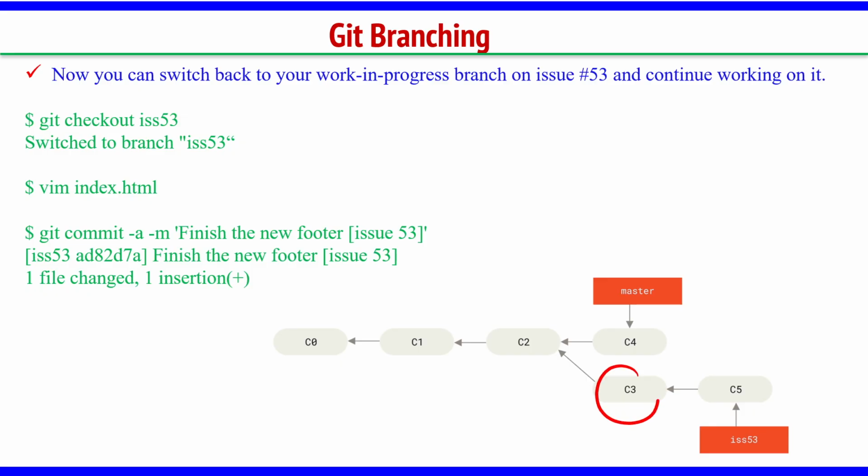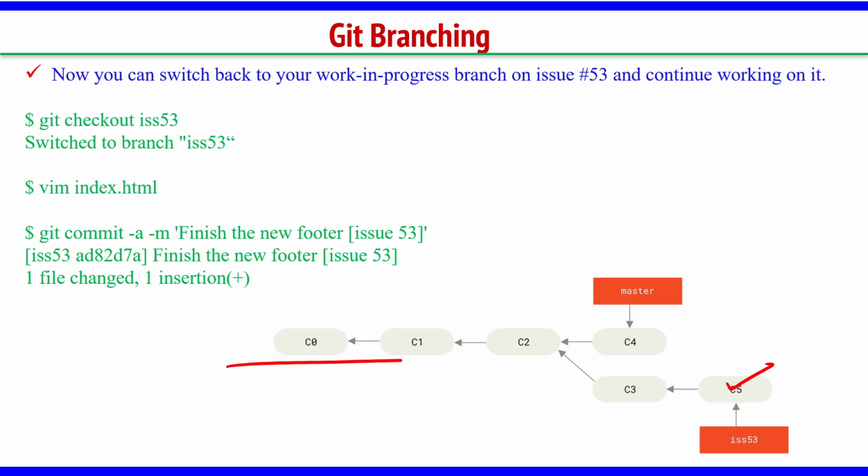You are working on C3, right? You are working on a new issue and you have made a small commit, that is C3 in your local branch, and continue working on it. So, simply git checkout issue number 53. If you do, it will switch from the master main line to that branch. Okay. Now, git commit, you make another commit here. You made some change, you made another commit, let it be called C5.